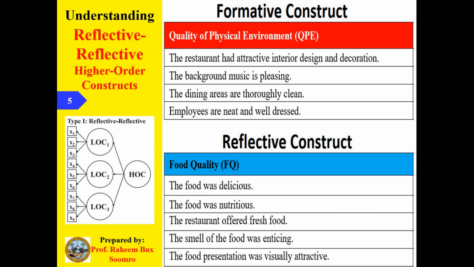Furthermore, this is one construct which we call formative, and this construct is reflective. Looking at the formative one: the restaurant had attractive interior design and decoration, so here we talk about design and decoration. Here we are talking about the background music. Here we are talking about the cleanliness of the dining area of the restaurant. And here we're talking about the employees being neat and well dressed. Overall, going through this whole construct, every item is talking about a different aspect of our restaurant.